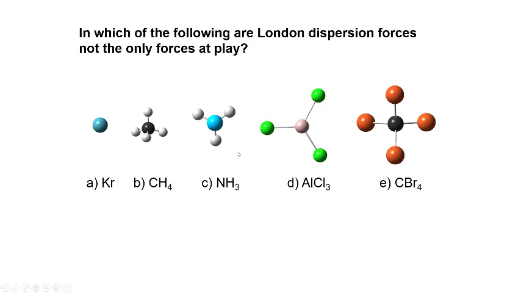Okay, so even though we know C is going to be our right answer, let's take a look at our last two. We have AlCl3. That is going to be a trigonal planar shape here, a nonpolar molecule. And then we have CBr4, which is going to be tetrahedral, again, a nonpolar molecule. Each of those, D and E, are going to be London dispersion only.